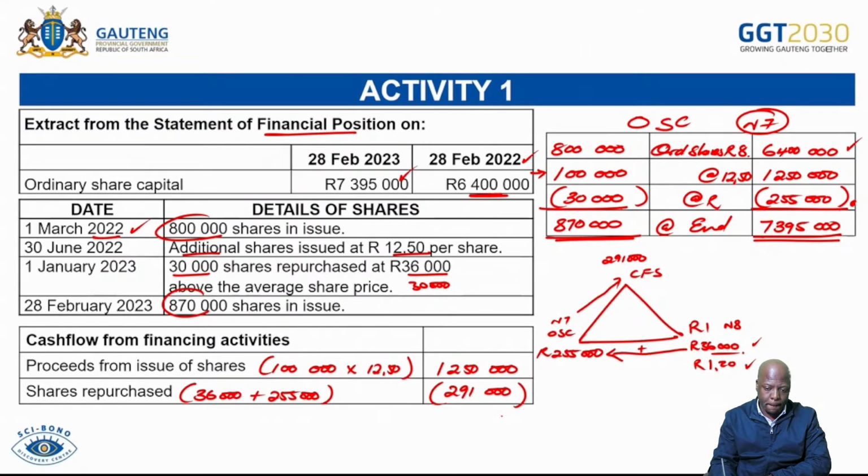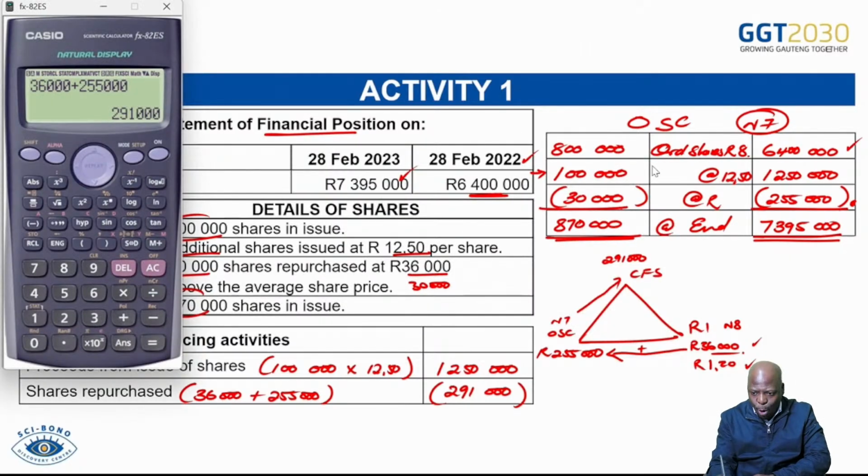291,000. Now, I want you to check the following. There could be another way of doing this, because if I repurchased 255,000 and it's 30,000 in my ordinary share capital, that can allow me to calculate the average price that we paid per share. How do I do that?